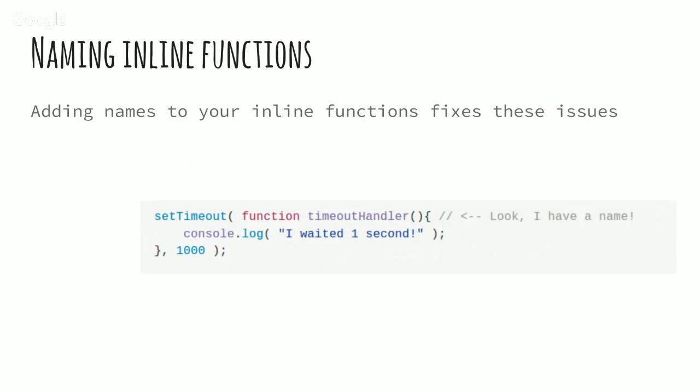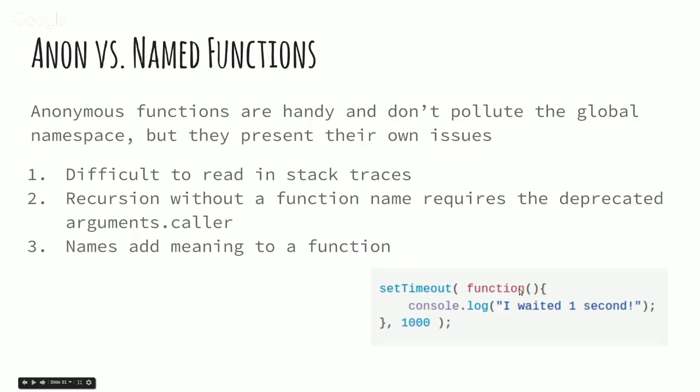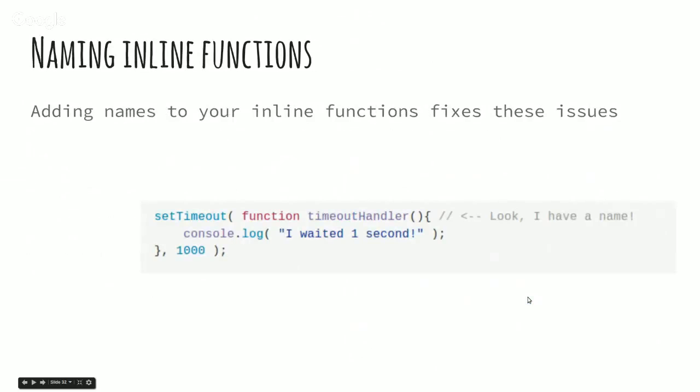So as it turns out, you can name your inline functions. It uses inline functions first. So this is a callback, saying once this is done and it waits a second, it's going to then execute this callback function. But they named it timeout handler, whereas in the previous example, it was without a name. So you can name it.